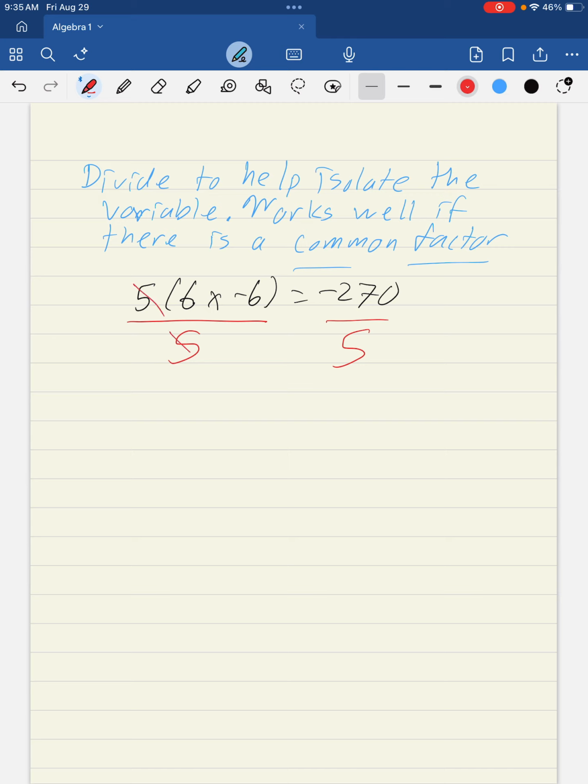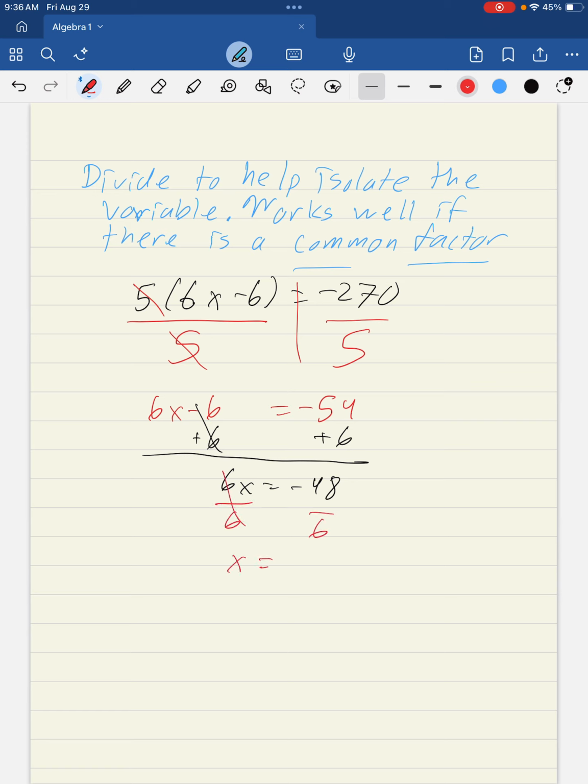This guy cancels. Boom. So we don't distribute. Instead of distributing, we divide both sides by what we would distribute. So now we just have 6x minus 6 equals negative 54. From here, it's a classic two-step problem. So plus 6 both sides. I have 6x equals negative 48. And from here, we're going to divide both sides by 6. And I got x equals negative 8.